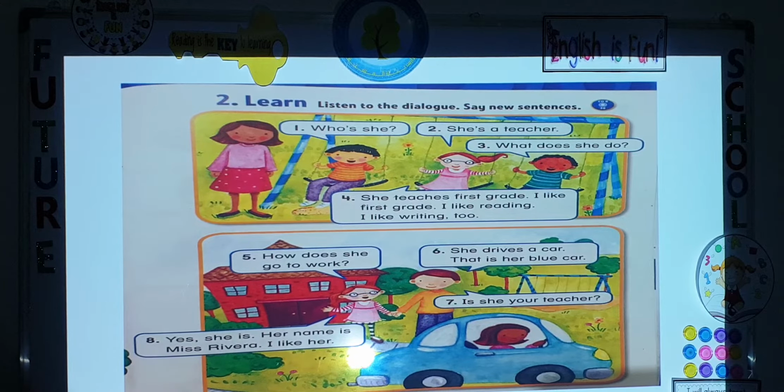What does she do? Now repeat. What does she do? She teaches first grade. I like first grade. I like reading. I like writing too. Now repeat. She teaches first grade. I like first grade. I like reading. I like writing too.